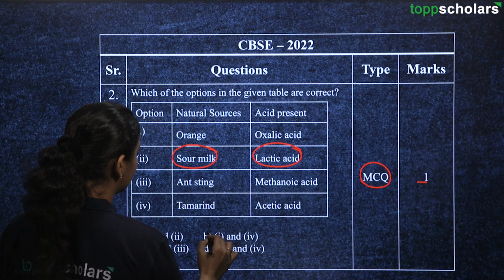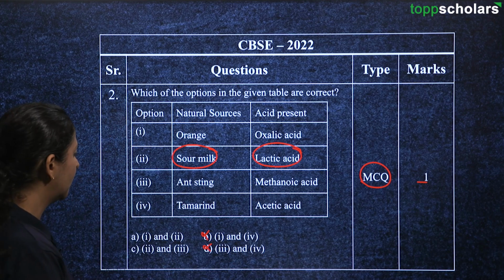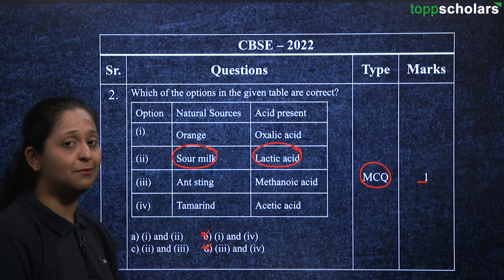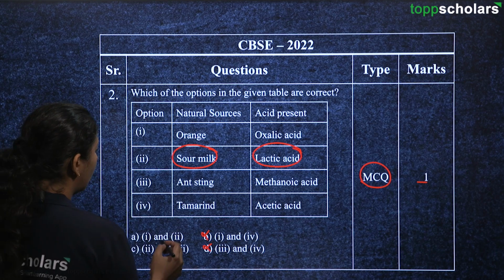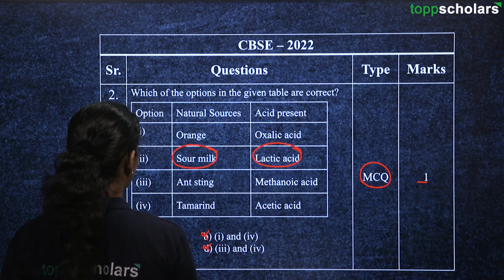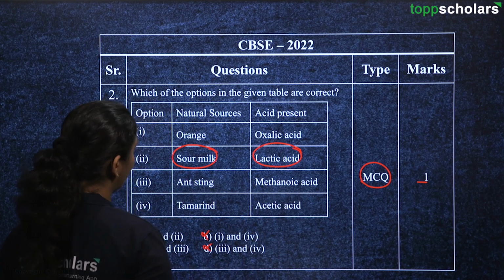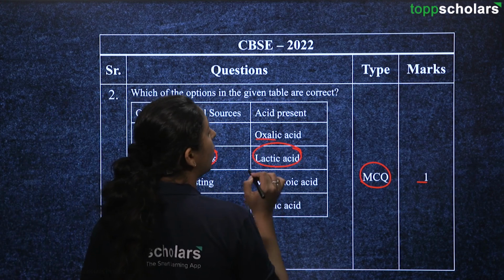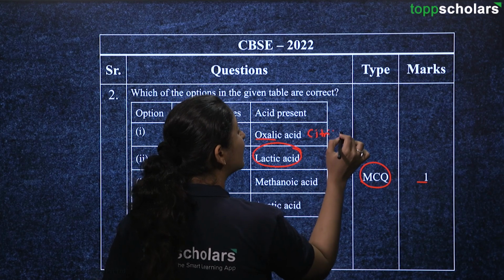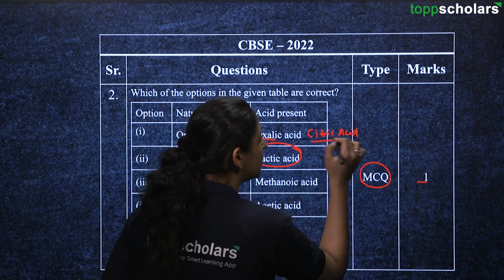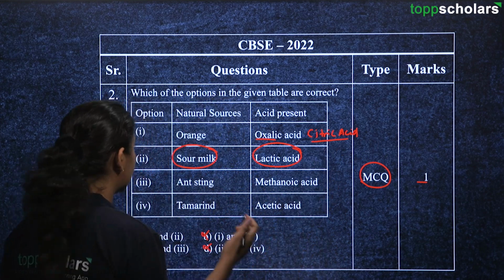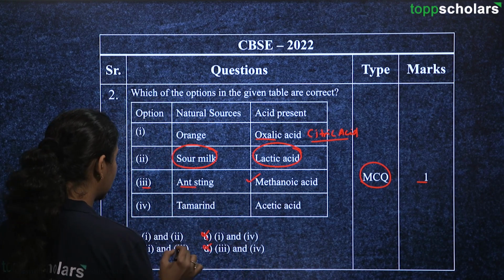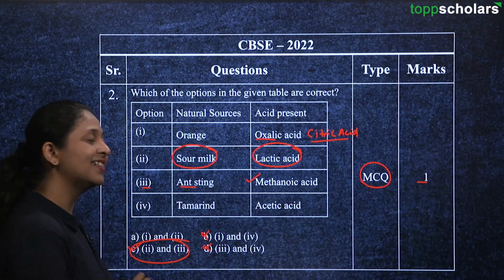So, if you look into the options, you can directly eliminate the rest of the 2, right? Because they don't contain option 2. While answering multiple choice questions, it's always a better way to eliminate your incorrect options. So, now you can pair this with either orange containing oxalic acid or ant sting containing methanoic acid. So, when you look into options 1 and 3, orange does not contain oxalic acid, it rather contains citric acid, that is vitamin C. Oranges are very rich in vitamin C, right? So, your correct answer will be the third option, that is ant sting containing methanoic acid. So, your answer comes out to be option C.